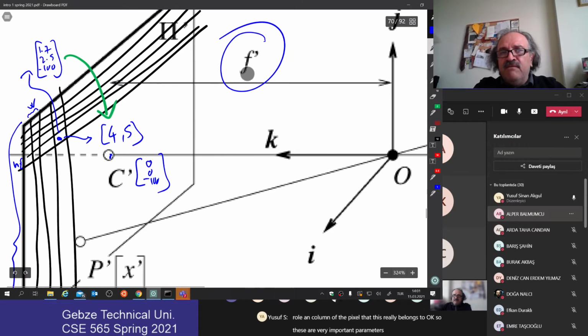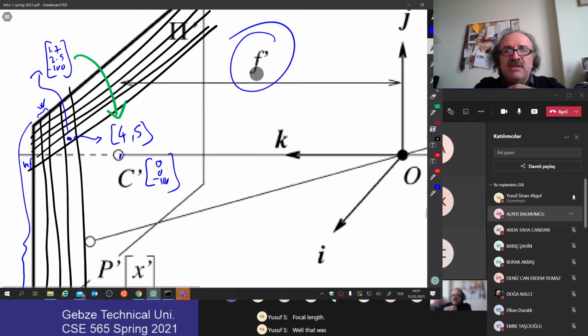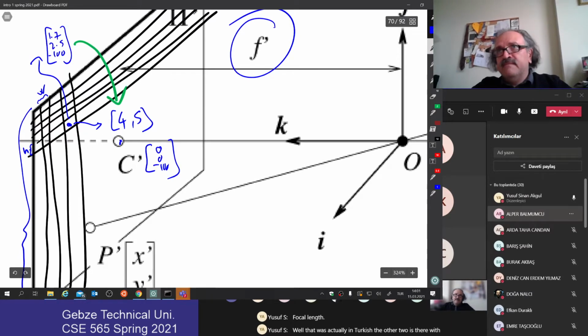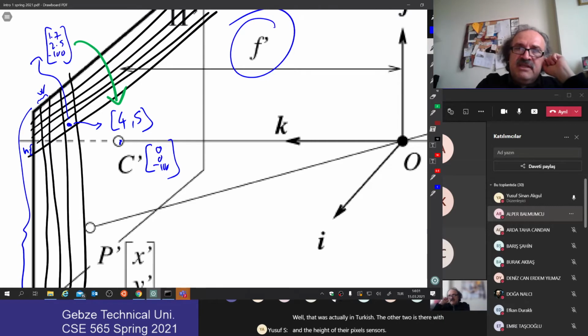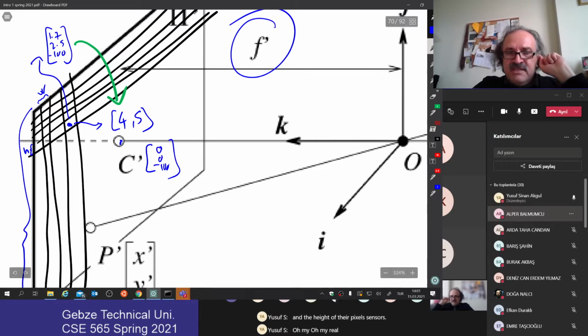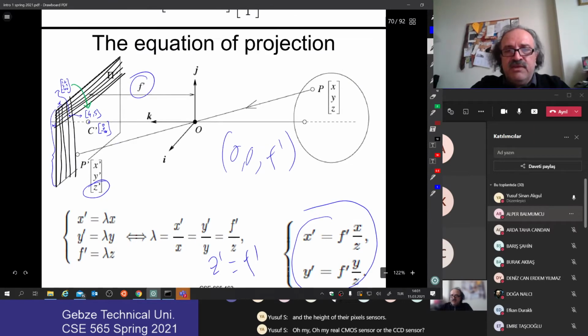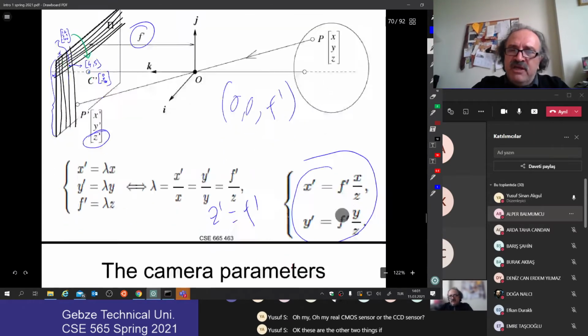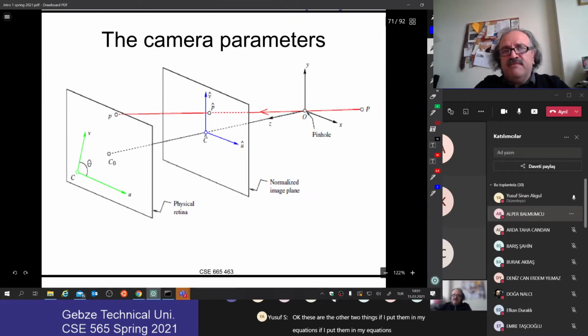One is the focal length, odak uzaklığı in Turkish. The other two are the width and the height of the pixels, the sensors on my real CMOS sensor or the CCD sensor. Okay, these are the other two things. If I put them in my equations, it will be clearer.